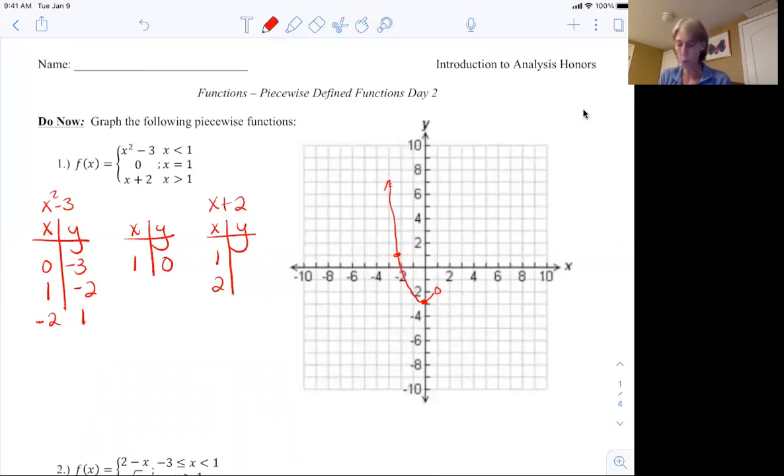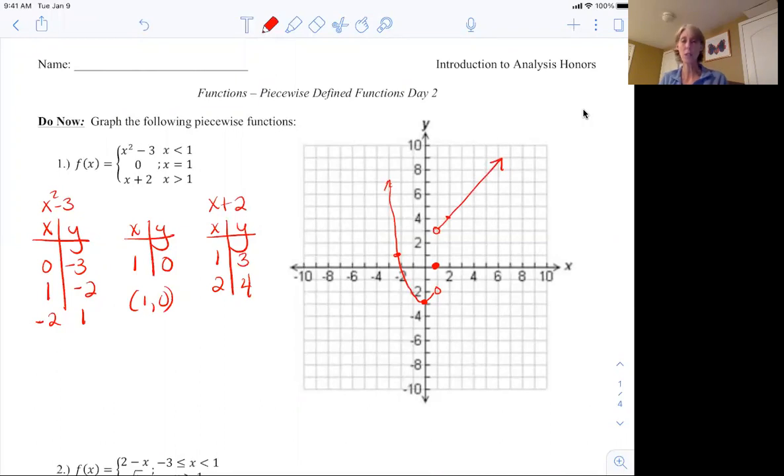The ordered pair, this is just a point. When x is 1, y is 0. So that's the point (1, 0). And I just want to remind you, we plot this as an open circle because of that inequality sign. And when x is greater than 1, we're going to be sketching that portion of the graph. It's going to look like a line. 1 plus 2 is 3. 2 plus 2 is 4. (1, 3) goes on as an open circle because of our inequality sign. Then (2, 4), and there's my line.